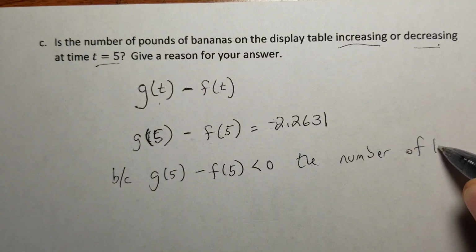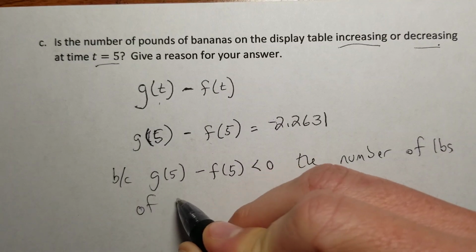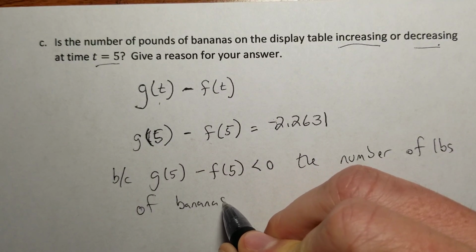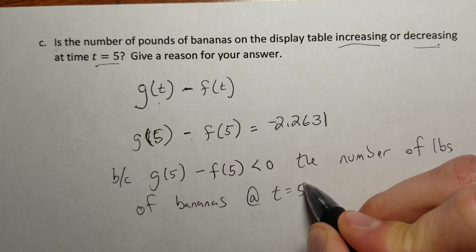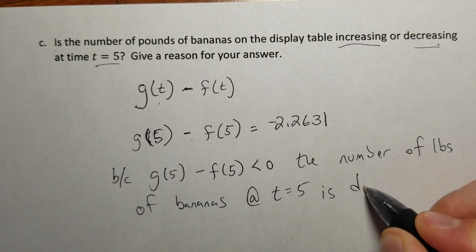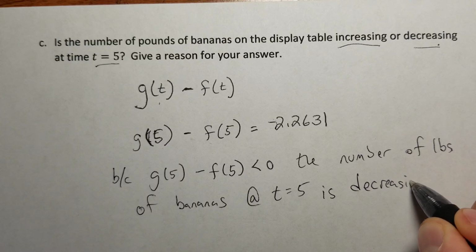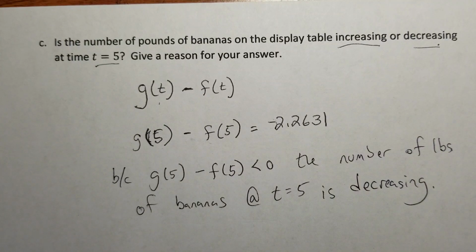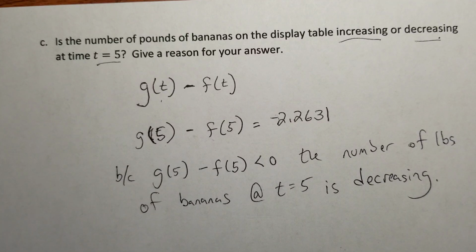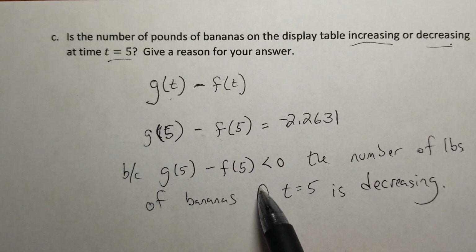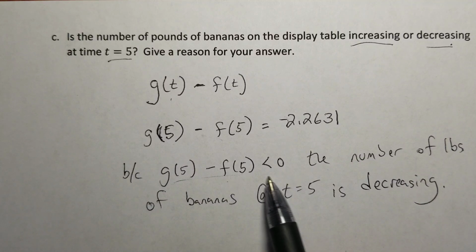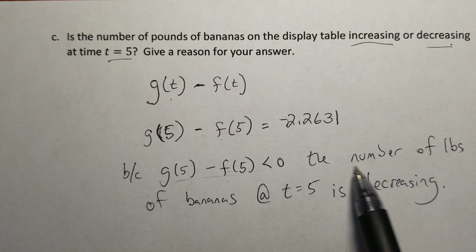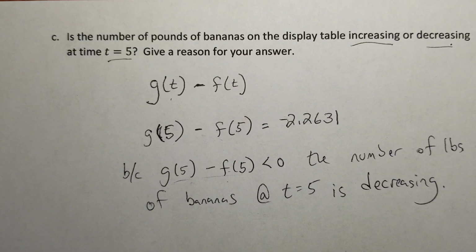Then we can say the number of pounds of bananas at t equals 5 is decreasing. Okay, and this right here is our reason for our answer, right? We're comparing G of 5 minus f of 5, and then we're drawing our conclusion that the amount of bananas is decreasing.